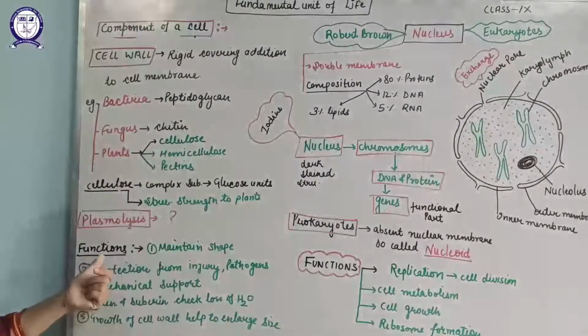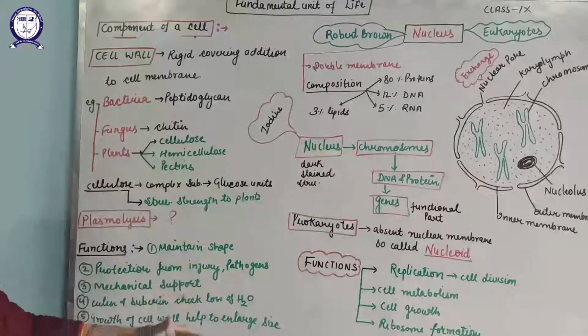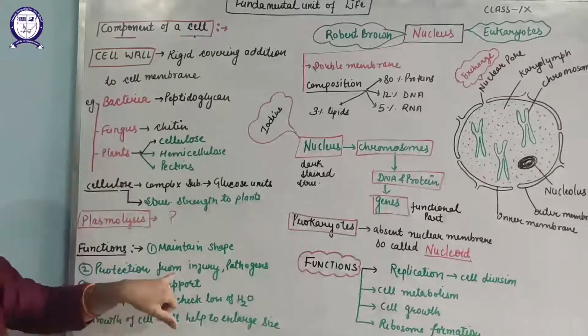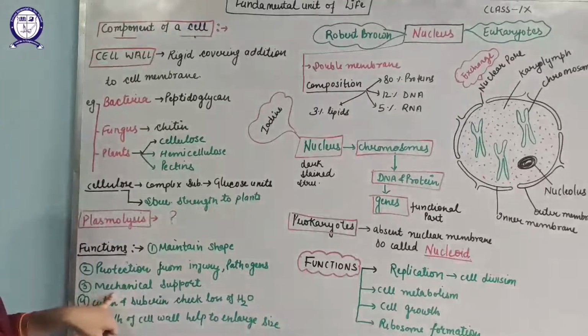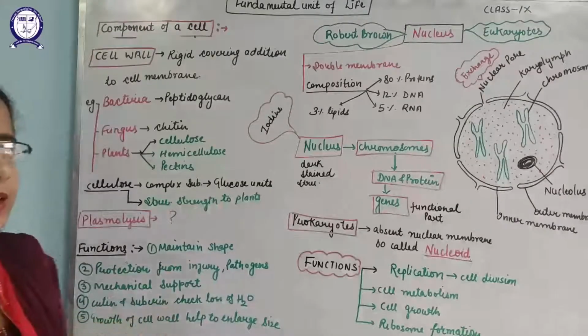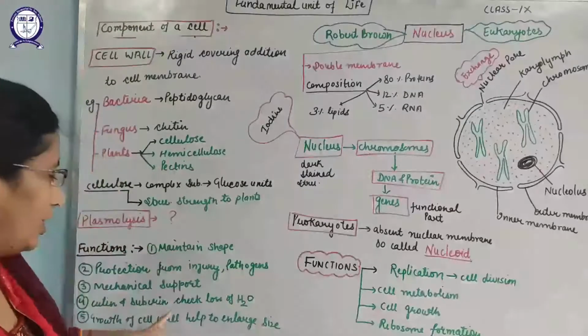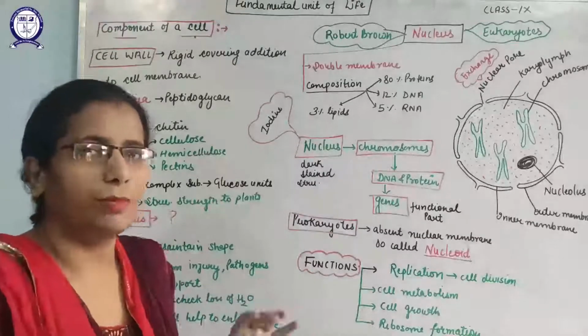So what are the functions of the cell wall? The cell wall is responsible for many functions. It maintains the shape, it provides protection from injury and external pathogens, and it provides mechanical support to plants. Its composition also contains cutin and suberin, and cutin and suberin check the loss of water, which prevents transpiration in plants.